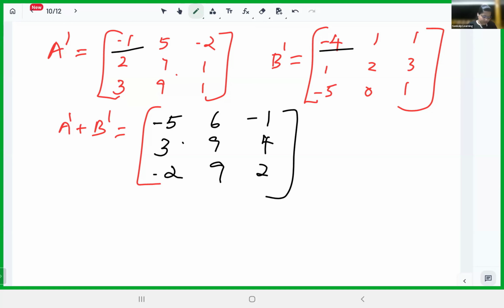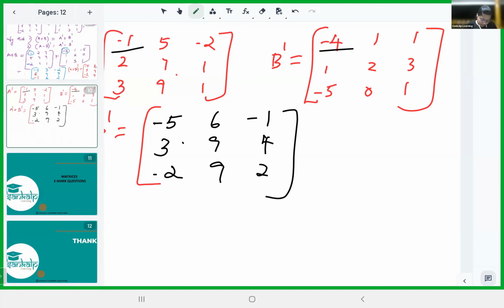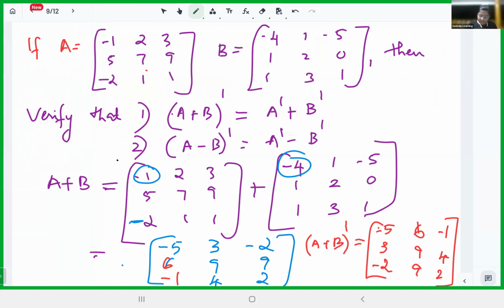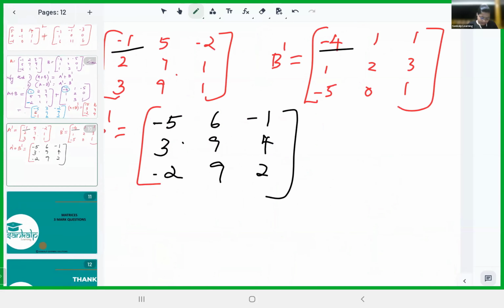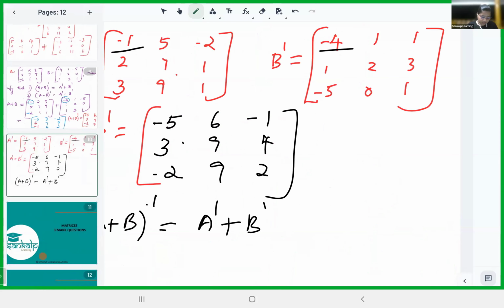All right, so what was our previous matrix? That is A plus B. We have found out A plus B the whole transpose. That was also minus 5, 6, minus 1, 3, 9, 4 and minus 2, 9, 2. Okay, so we have verified the equation. A plus B the whole transpose is nothing but A transpose plus B transpose. Both are same, right? So we can write A plus B the whole transpose is equal to A transpose plus B transpose. All right, now we are moving on to the second part of this question.